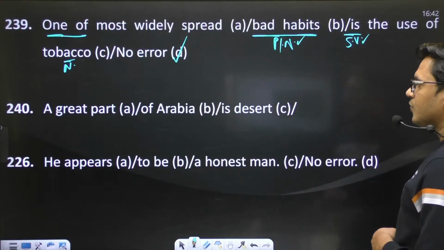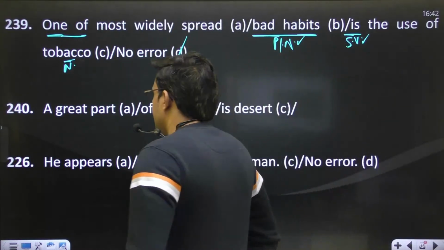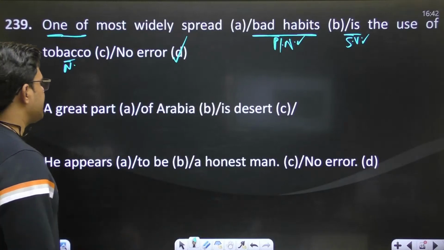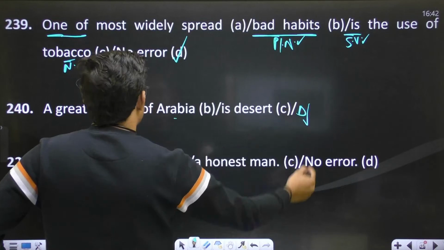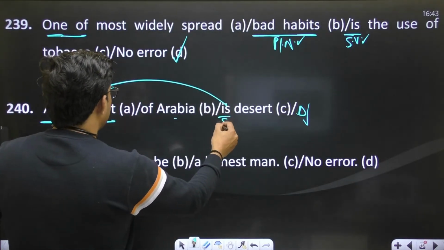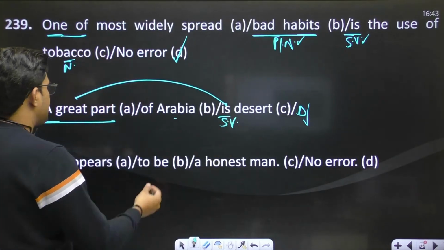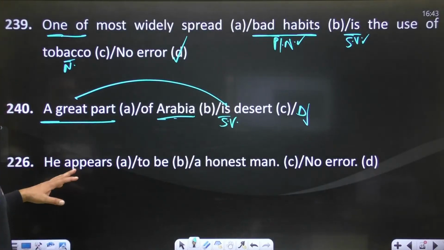A great part of Arabia is desert. This sentence also has no error. We are talking about a great part, so a singular verb is used. Great part of what? Arabia. This sentence has no error in part D, means no error.